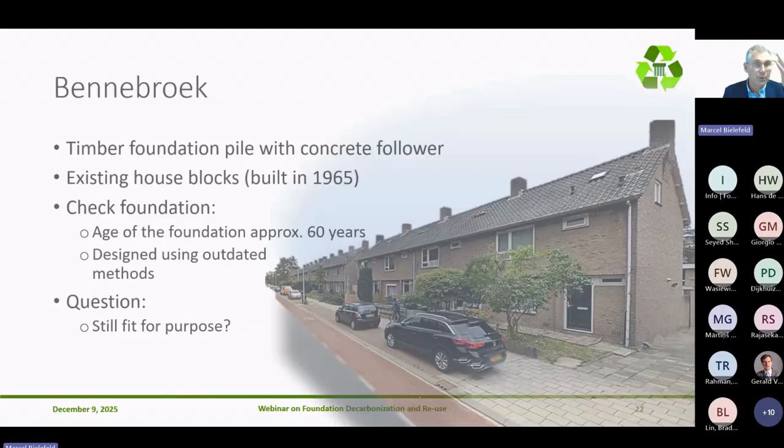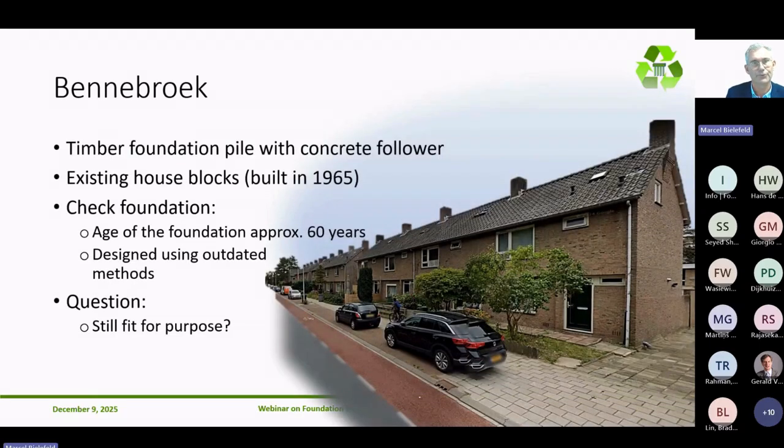In Bennebroek, we are looking at the foundation of house blocks. Those were built in 1965, and under these blocks are timber piles, which was quite common at that time, with concrete followers. And because of the age of these foundations of about 60 years, the question was raised: are these foundations still fit for purpose? Are the people living in these blocks safe, and will they be safe in the near future?